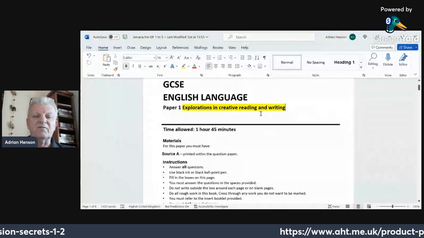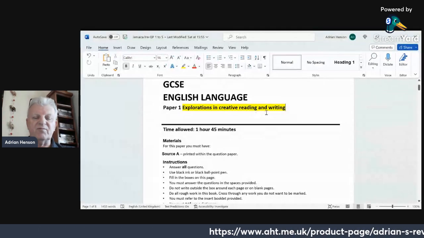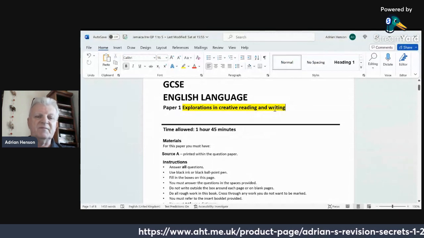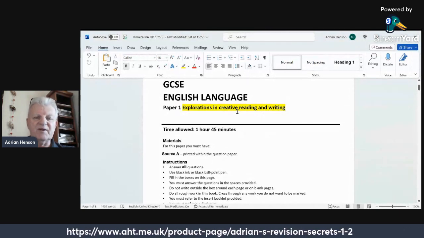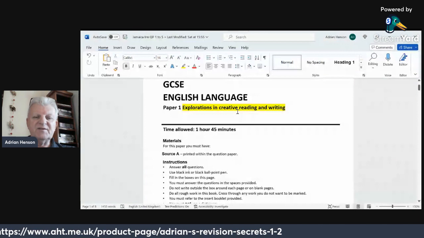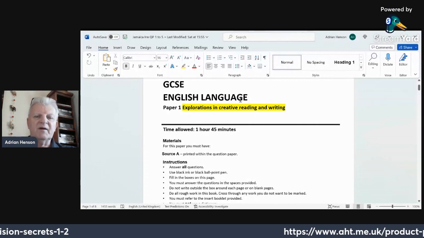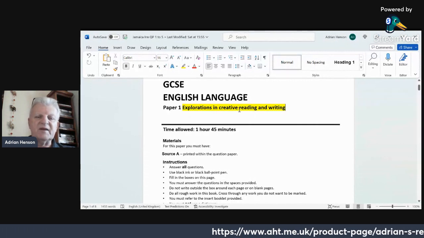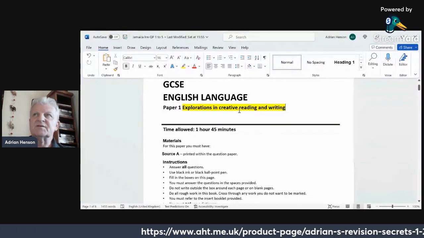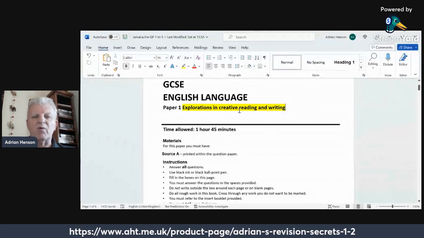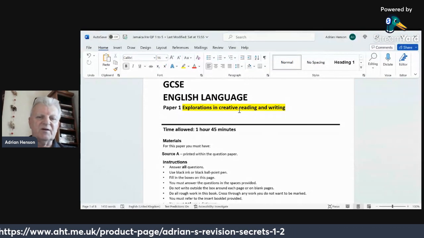Now, a lot of people know what creative writing is, but not creative reading. So what is it? So creative reading is the ability to read a text really well, to understand it really well, and then to make inferences and suggestions about what the writer is trying to achieve in the text.